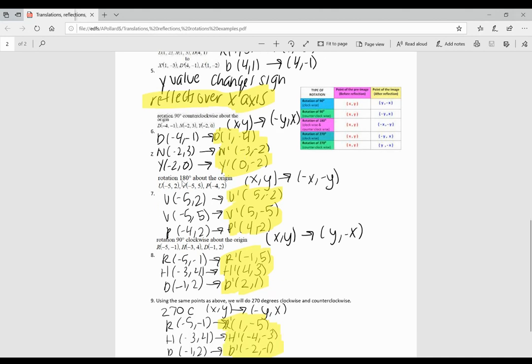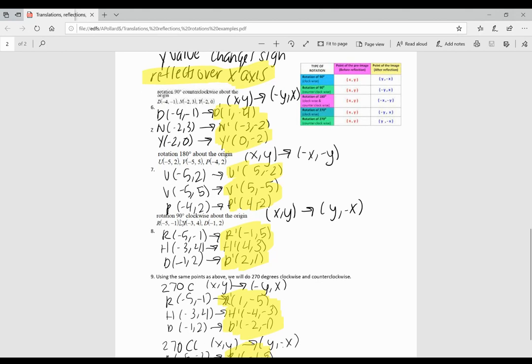Now we have a rotation 180 degrees about the origin. So they aren't specific here whether it's clockwise or counterclockwise, but we know that that's the same exact reflection. So to have that reflection, we go from our original point to (-x, -y). So both values are going to change their signs. So instead of (-5, 2), we're going to have (5, -2). Instead of (-5, 5), we're going to have (5, -5). Instead of (-4, 2), we're going to have (4, -2) as our final points.